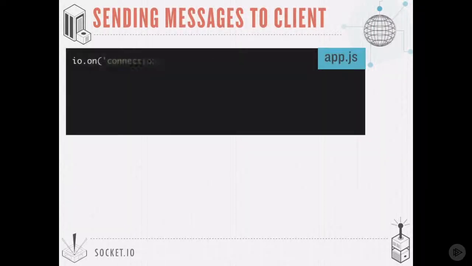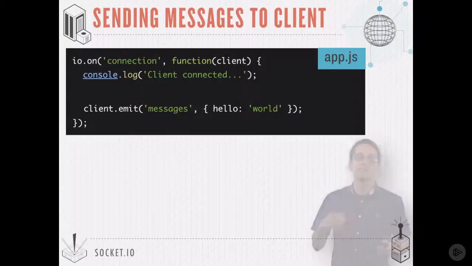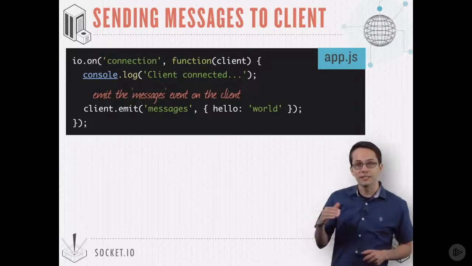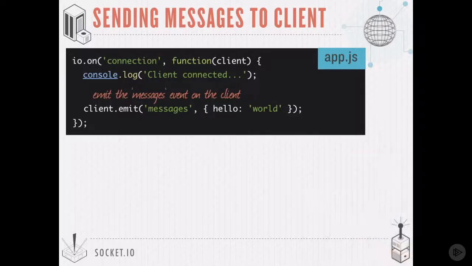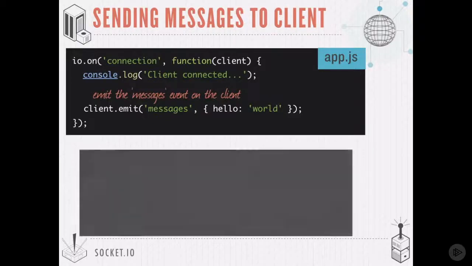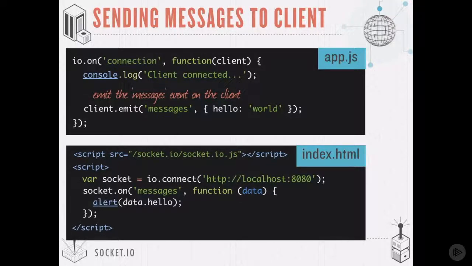Let's add one more thing to our connection event. Here we're going to call client emit messages hello world. So this is emitting the messages event on our client, which in this case is our browser, and we're going to send the object hello world. Then inside of our browser, we're going to listen for that messages event. When it gets called, we'll call alert, and then we'll have it alert with the data that it received, looking up the hello property, which has a value of world.